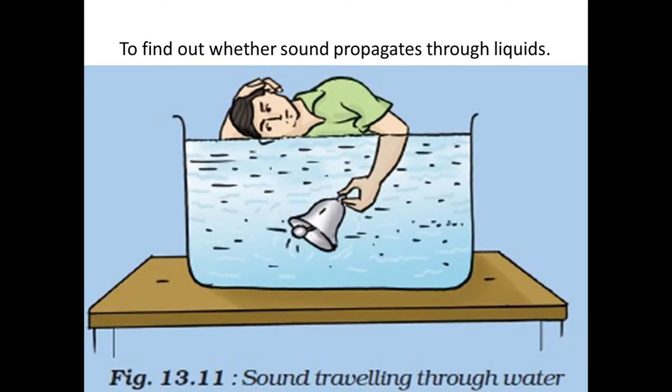To find out whether sound propagates through liquids, sound traveling through water, you have to have a vessel or a bucket filled with clean water, and take a small bell in one hand and shake this bell inside the water to produce sound. Can you hear the sound of the bell? You have to keep your ear like this without touching the water and listen to the sound of the bell. You can use a small bell for this activity.